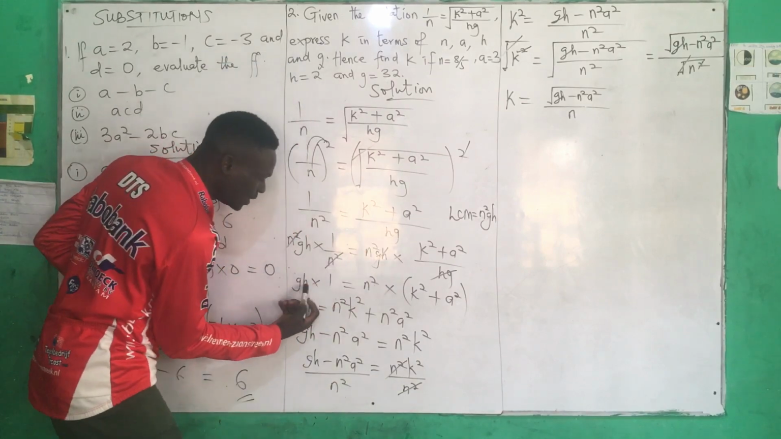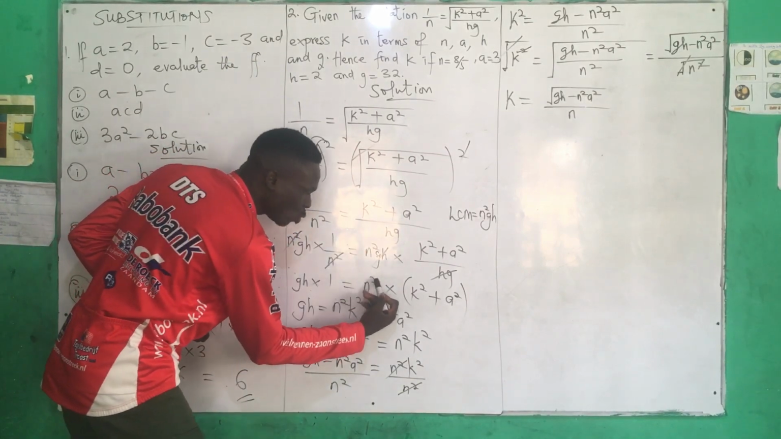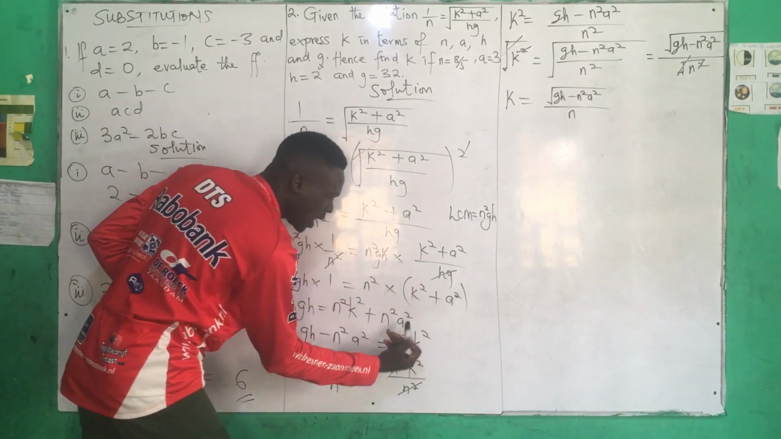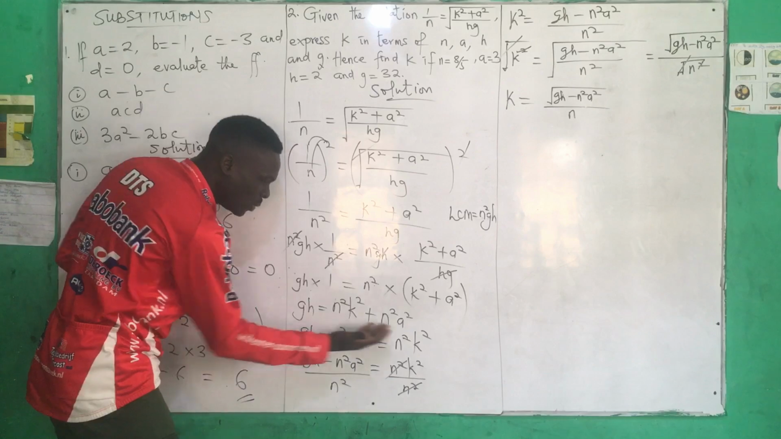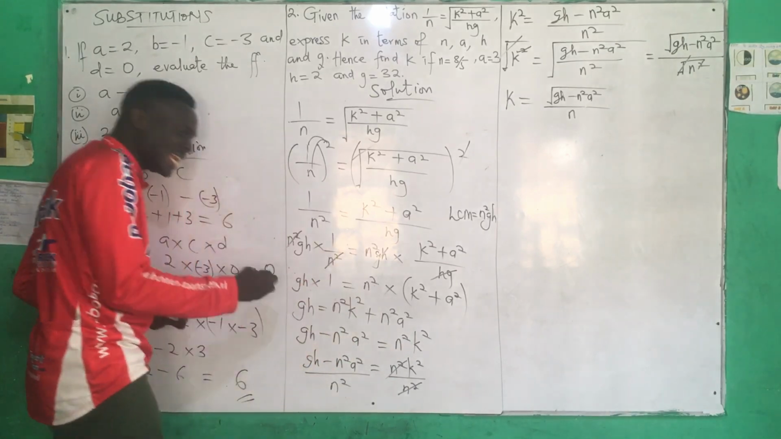So now that we have this multiplying this will give you gh. n squared times k squared is this. n squared times a squared is this. Now that we have this, we now have 3 terms in the expression, making k the subject.